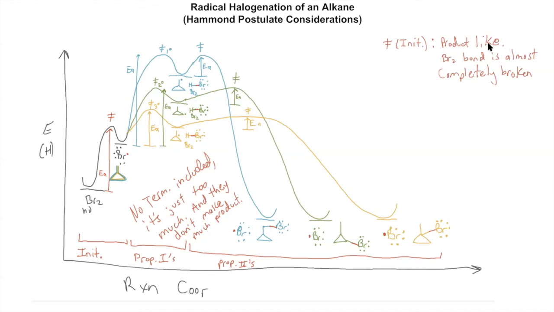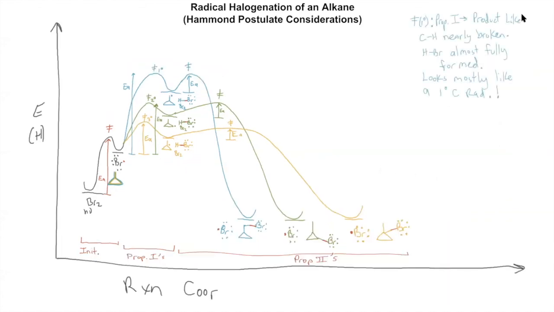In the initiation, the bromine bond is almost completely broken. So this transition state, the first initiation, is looking like the product. I'm reminding you of the mechanism, and I'm showing you it's super long, right? The transition state between the reactant and product is long like the products. All right, and then these ones are the key ones here.